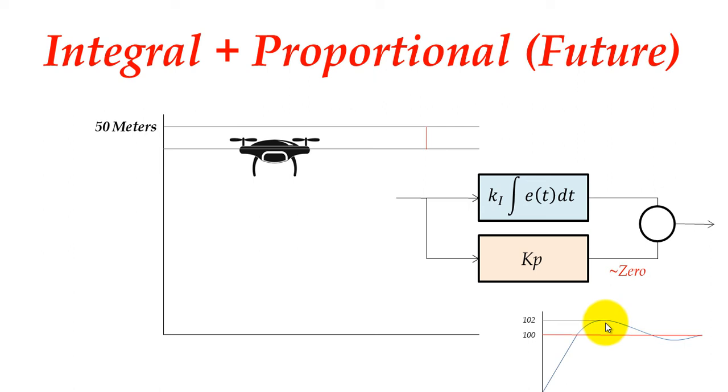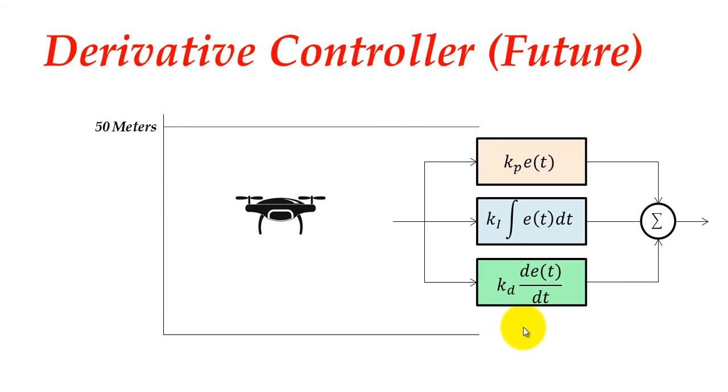So, what is the solution to this problem? You need to upgrade your controller. We have added another term to our controller, which is the derivative controller. And actually, the derivative controller looks at the future for a very simple reason. It differentiates the error over time.